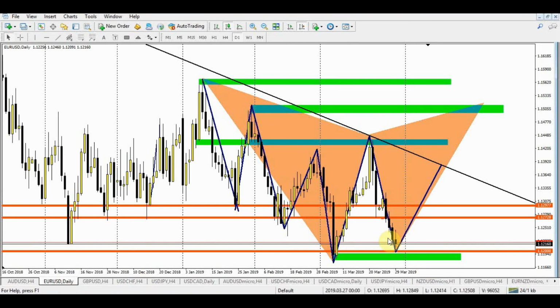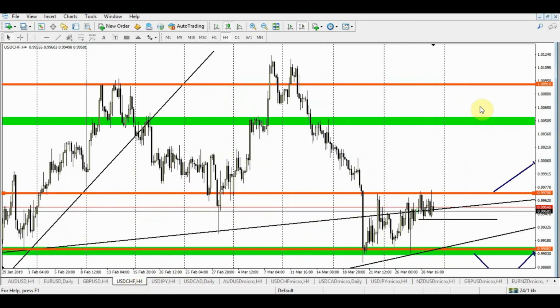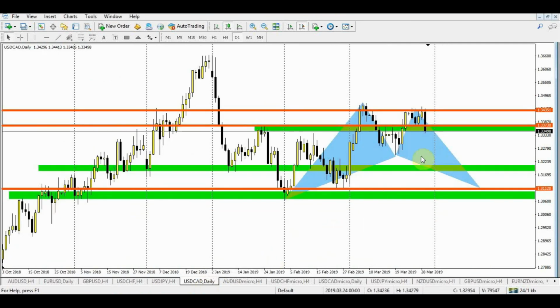You can buy EUR/USD when the market opens, sell USD Swiss franc, and sell USD CAD to the downside. Take profit areas around 200 pips from this entry, because it has passed the entry point. This break has confirmed my entry point, so go ahead and take the trade.